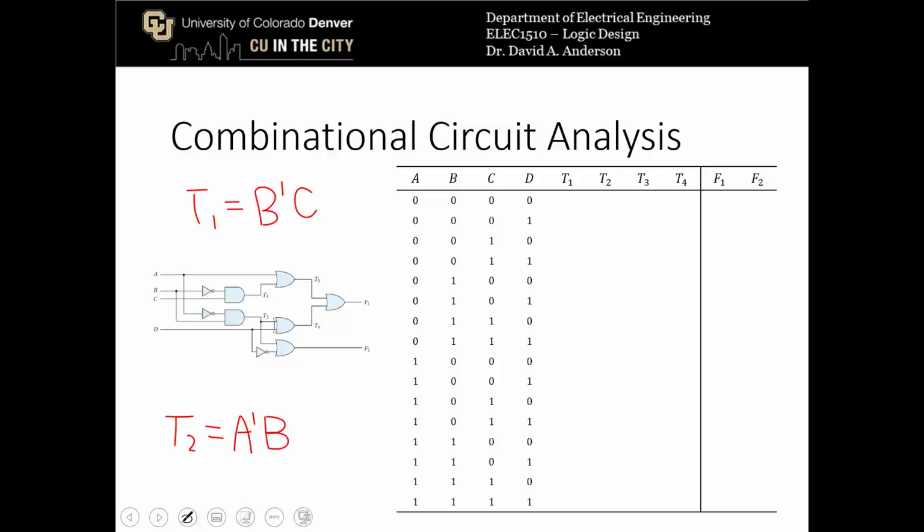So given that, we can look at, for T1, the lines B and C, and T1 is going to be a 1 whenever B is 0 and C is 1. For T2, we can look at the lines A and B and see that T2 is going to be a 1 whenever A is a 0 and B is a 1. So then we can fill in those lines in the truth table.